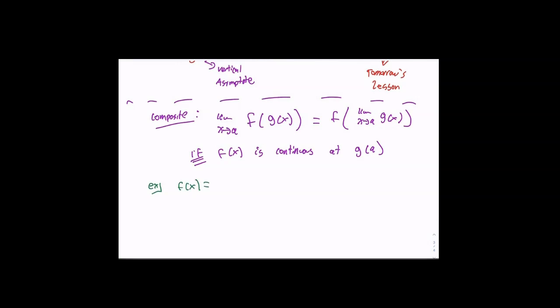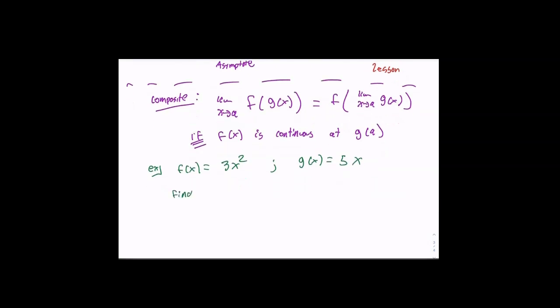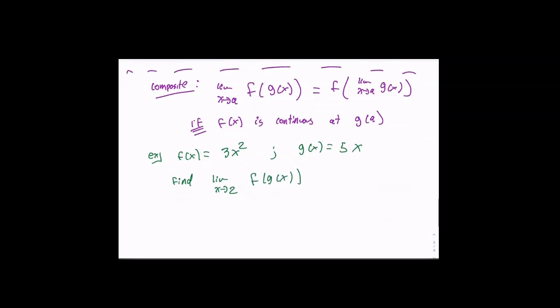f of x is equal to 3x squared. g of x is equal to 5x. Find the limit as x approaches 2 of f of g of x. Okay, so that's the question.